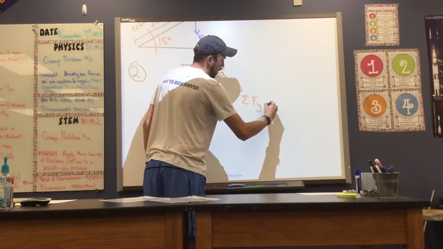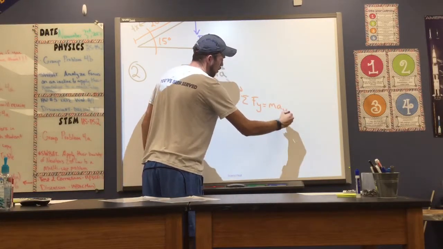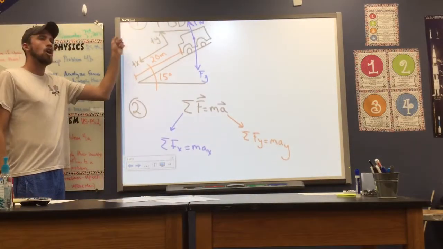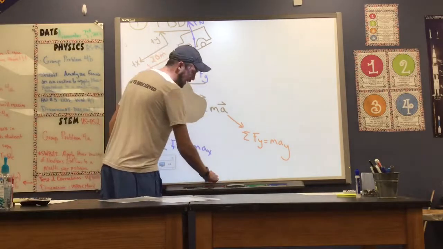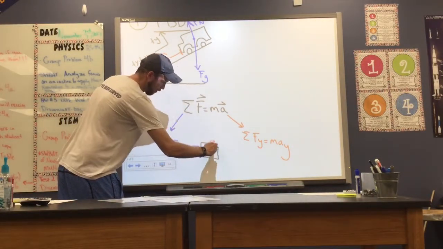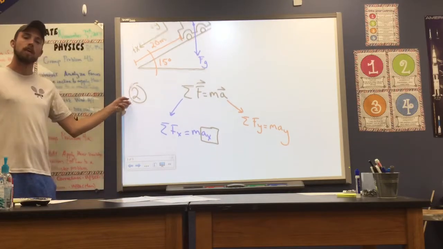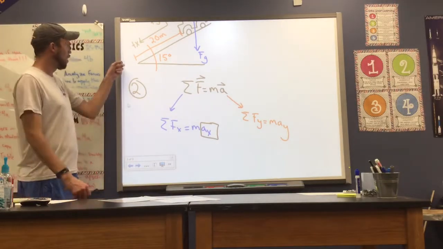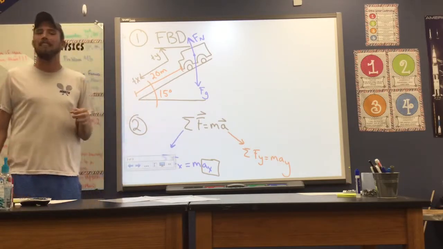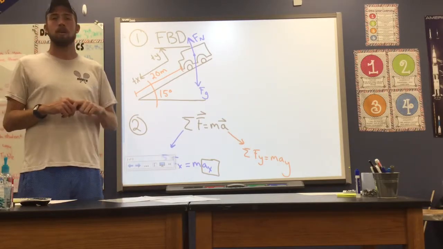Sum of forces in the y is equal to mass times acceleration in the y direction. Now, as we just mentioned, all of our motion here is going to be in the x. So, I want to find that value, this acceleration in the x direction. The problem is that when we look at our free body diagram, it doesn't look like any of our forces are just in the x direction.